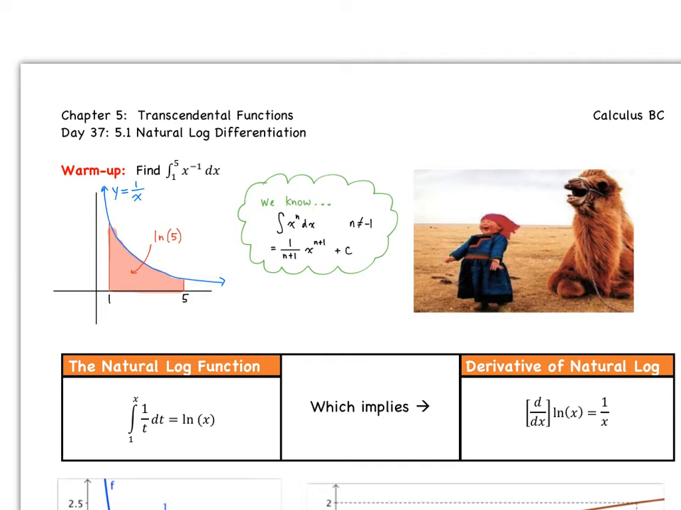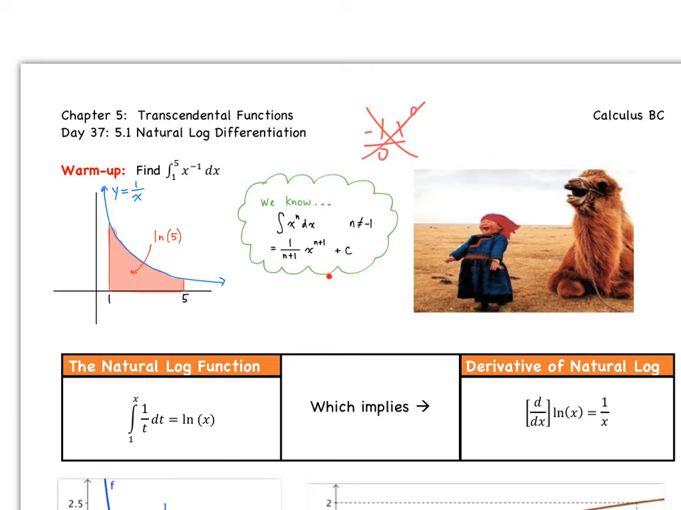Well, we would get negative 1 x to the 0, right? All over 0, and that doesn't work. So what this leads us to is this natural log. When we take the integral of x to the negative 1, or 1 over x, we're going to end up with our natural log function. So this turns out to be ln of 5, natural log of 5, if we were to look into this.